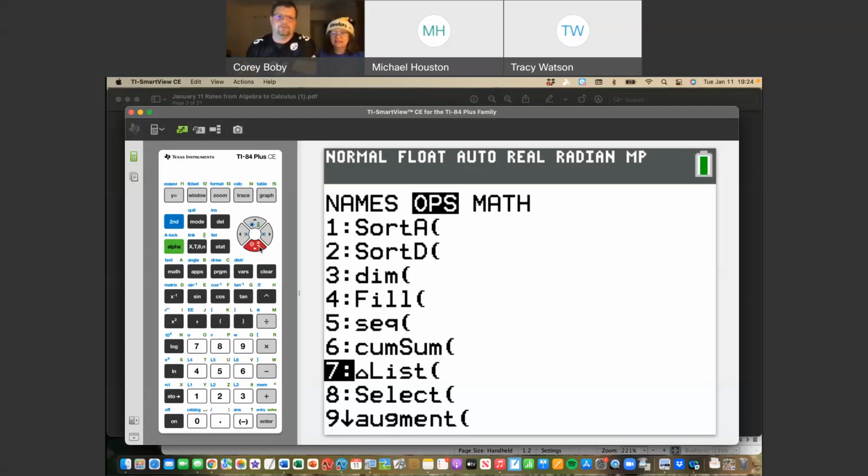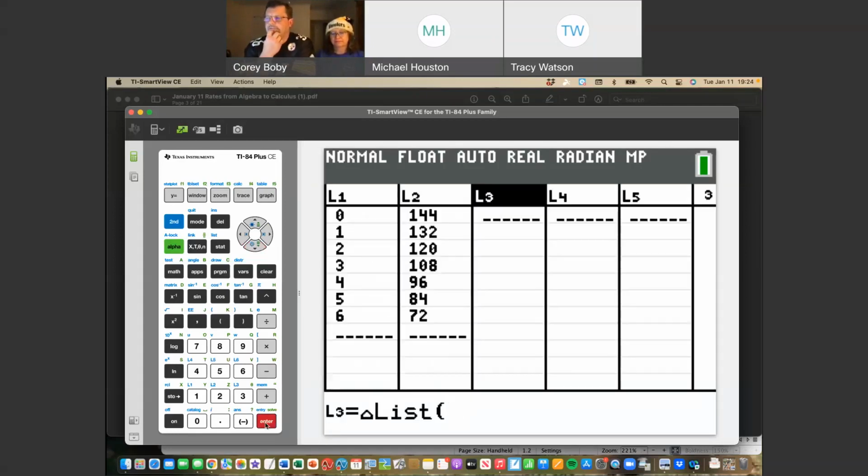So term by term. If I do delta list, I'm sorry, I should have said this. I did it, but I didn't say it. I'm on the column heading for L3, and then I chose that delta list command. Am I okay? Do I need to back up? Did I lose anybody? And what delta list am I interested in?